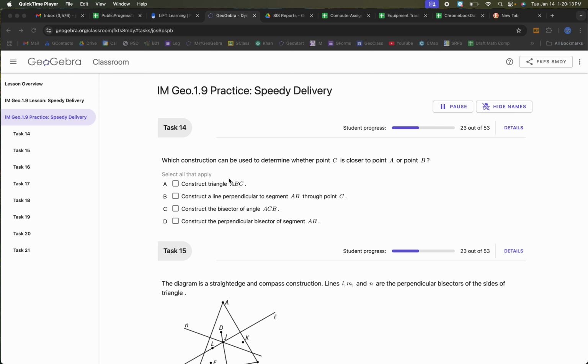So you go through these and figure out which one of these would help you to figure out if a point was closer to point A or closer to point B. Pause the video, answer the question.